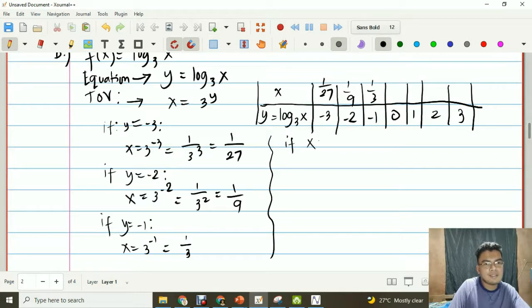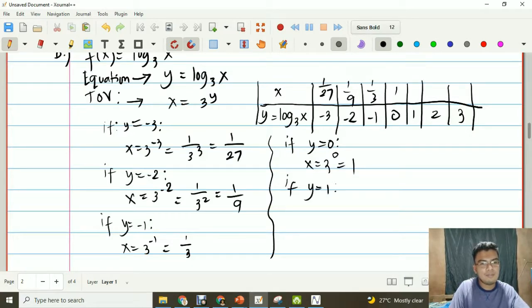If y is equal to 0, then we have x is equal to 3 raised to 0, or that is 1. And any number raised to 0 except 0, ang sagot ko ay 1. If y is equal to 1, then we have x is equal to 3 raised to 1, or that is equivalent to 3.